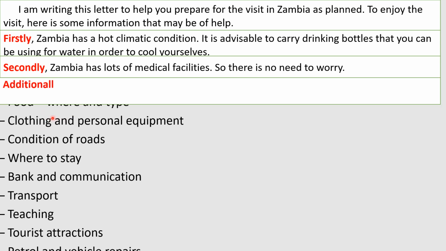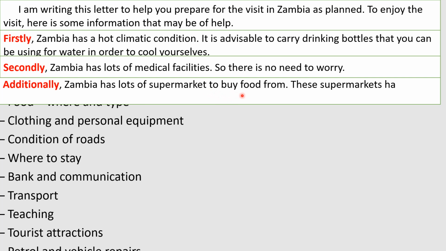All right. Additionally, Zambia has lots of supermarkets to buy food from. These supermarkets have all sorts of food from vegetables to biscuits. Of course, if you wanted, you could have used thirdly, to mean this is your third point. There is no harm in that.